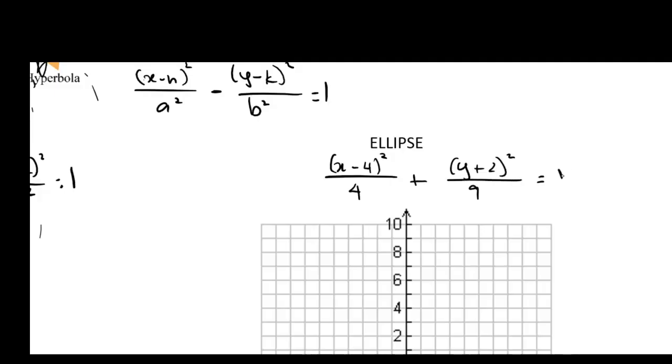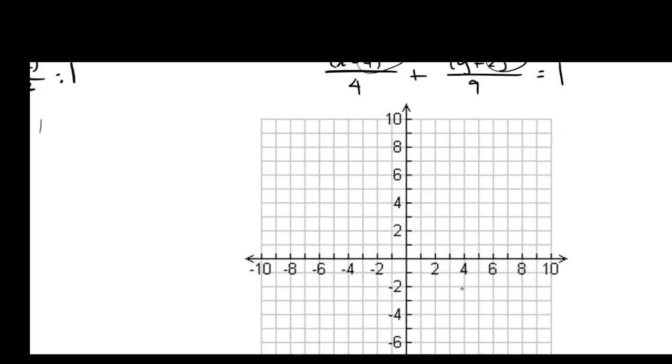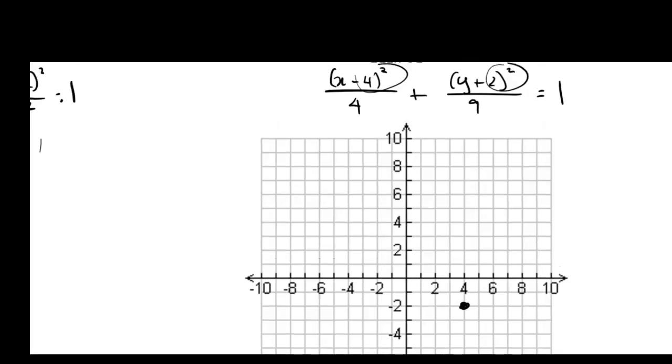Now first let's find the center. Same way as the circle, the center will be (4, -2). Alright, and in order to find the vertices, we have to take the square root of a squared and b squared. In this case, a is actually 9 because 9 is the greater number, therefore this will be a squared and 4 will be b squared.